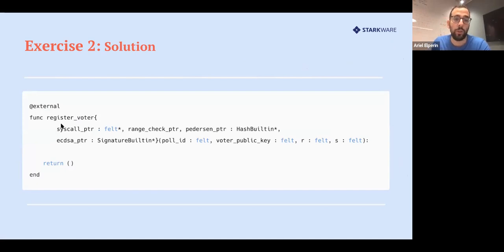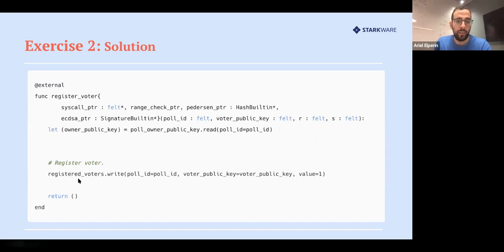So this is the signature of the register voter function. Note that, again, we see the external decorator, the same implicit arguments as before that are used to access storage variables, and the four explicit arguments: poll ID, the public key of the voter, and an additional two values representing the signature of the poll owner.